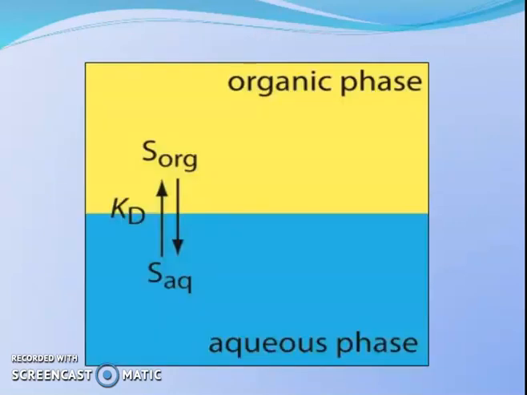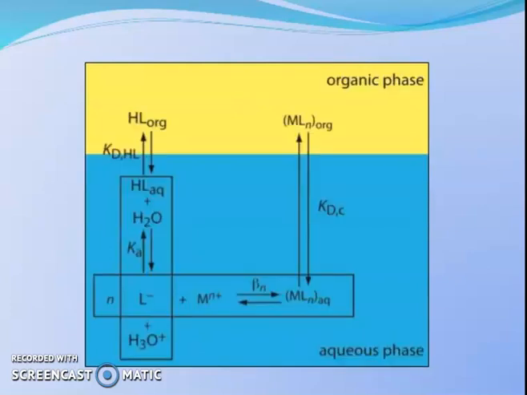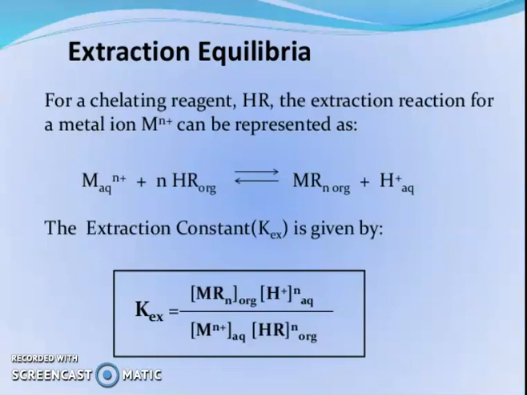Organic phase and aqueous phase, Kd is the ratio of organic to aqueous. Organic phase, aqueous phase, you can see HL, organic, MLn organic, then Kd value, and a lot of things happen in the aqueous phase and organic phase.